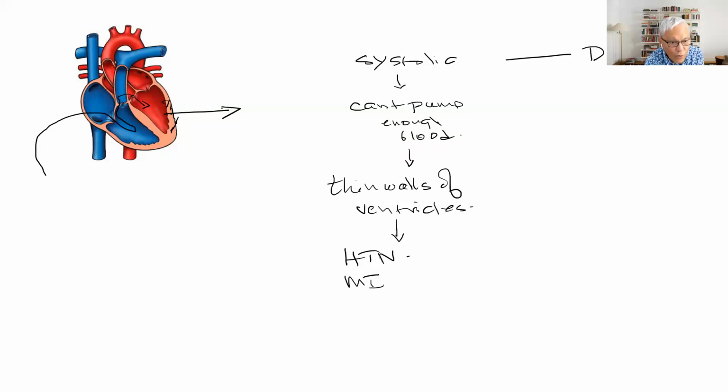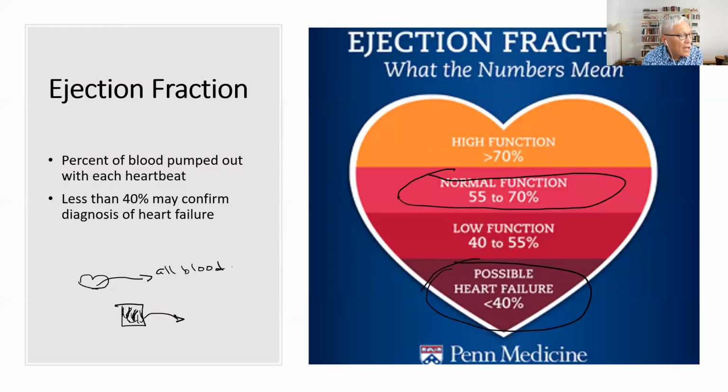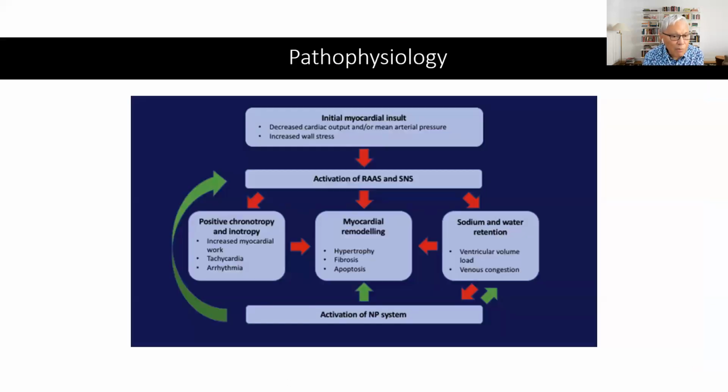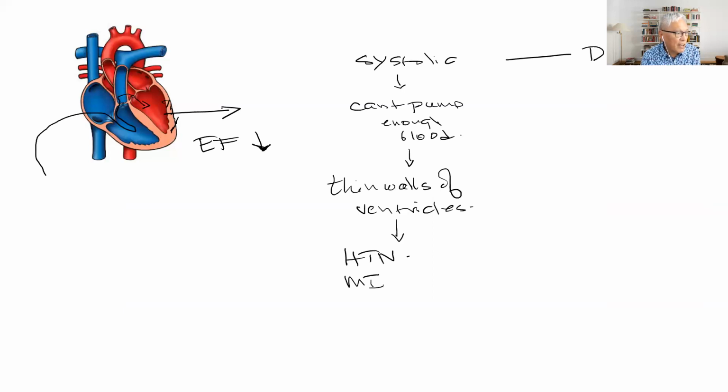So now we know that in systolic heart failure, the ejection fraction is going to be diminished, or less than normal. And we said that if you go back to the previous slide, our normal is anywhere from 55 to 70%. And if the ejection fraction is less than 40%, this confirms the diagnosis of heart failure.